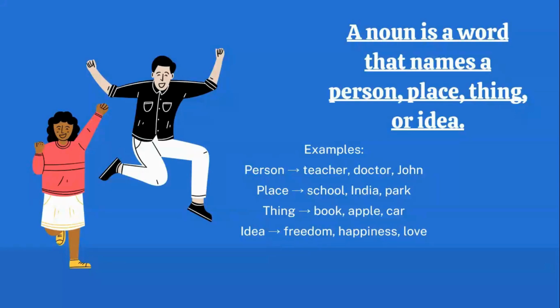Okay. And last, not the least, is idea. What are ideas like? Freedom. This is also an idea. Happiness. This is also an idea. Love. This is also an idea. So all of these examples, a person, place, thing, and idea, are nouns. Now it is clear to you all. Okay. Now let's move on to the next slide.